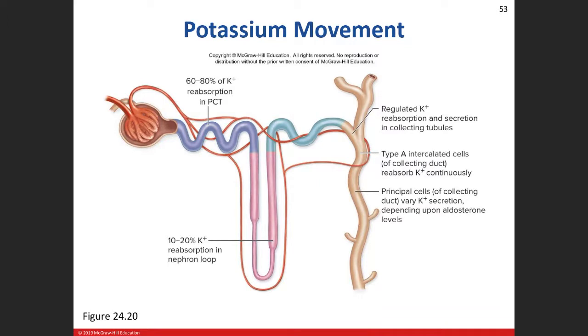So here we're going to see it's a pretty wide range. 60 to 80% of the potassium will get resorbed here. In the proximal convoluted tubule, we'll get some resorption of potassium, here in the nephron loop. But what we'll see is quite a bit of potassium being either resorbed or secreted in the collecting tubules and the collecting ducts, depending on what is going on with aldosterone levels. That's going to upregulate or increase the potassium secretion there.